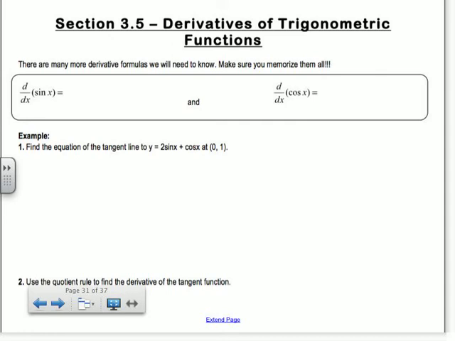All right, hopefully by now you know the derivative of sine. It is cosine, right? We talked about the curves and how the slope was related. And then the derivative of cosine, do you remember that? Negative sine, right?